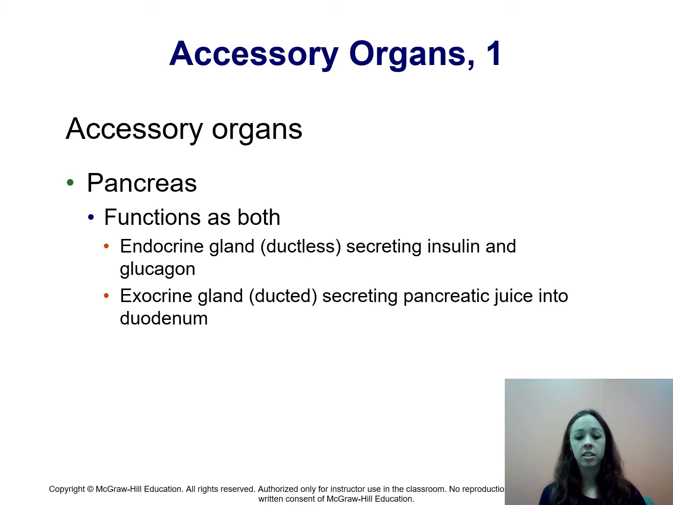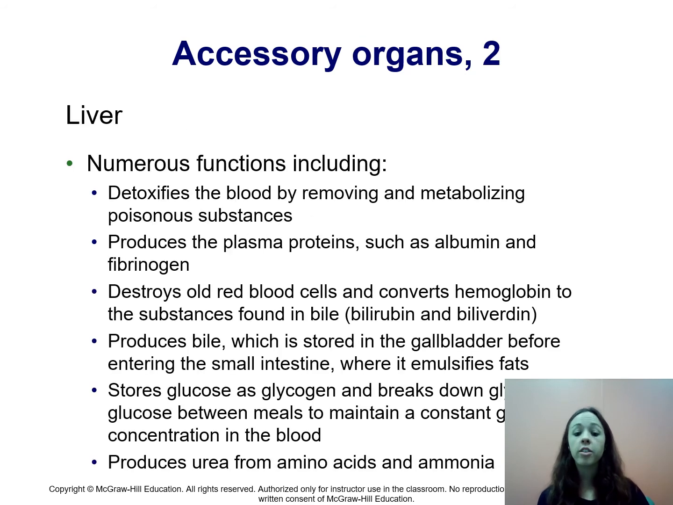And insulin and glucagon are responsible for regulating the blood sugar of our blood. The liver has numerous functions, which includes detoxifying the blood by removing and metabolizing poisonous substances, producing the plasma proteins such as albumin and fibrinogen, which are responsible for our blood clotting. It will destroy old red blood cells and convert hemoglobin into the substances found in bile, including bilirubin and biliverdin.